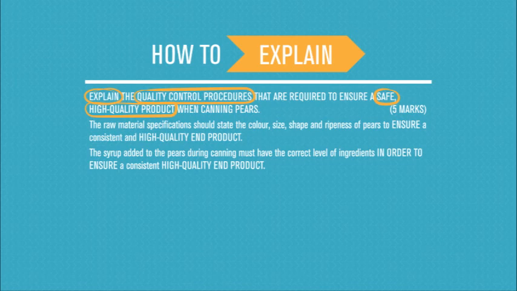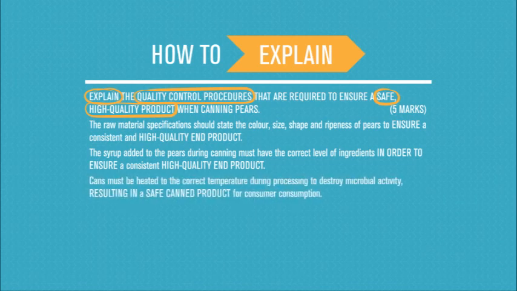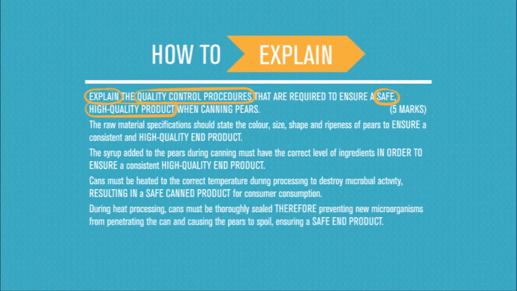So you might say something like, cans must be heated to the correct temperature during processing to destroy microbial activity, resulting in a safe canned product for consumer consumption. So those words there, resulting in, show the link back to the question. We could go on to say during heat processing, cans must be thoroughly sealed, therefore preventing new microorganisms from penetrating the can and causing the pears to spoil, ensuring a safe end product.